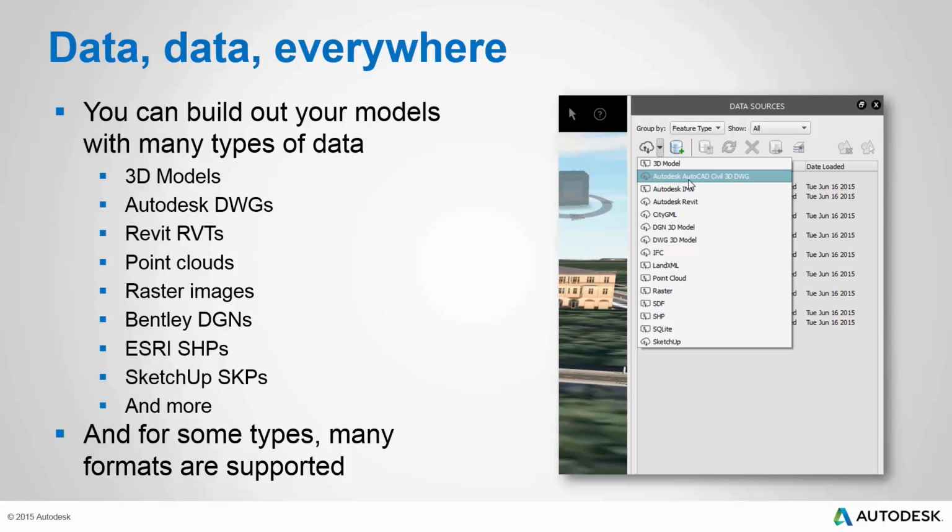This includes 3D models, files from Autodesk such as DWGs, RVTs, and point cloud files from Recap, raster images in a number of different formats, including raster images that represent aerial imagery as well as surface data or terrain data. InfraWorks 360 also supports file formats from other vendors, including Bentley, Esri, and SketchUp, and again, this only represents a small fraction of all the file formats that are available or can be consumed by InfraWorks 360.